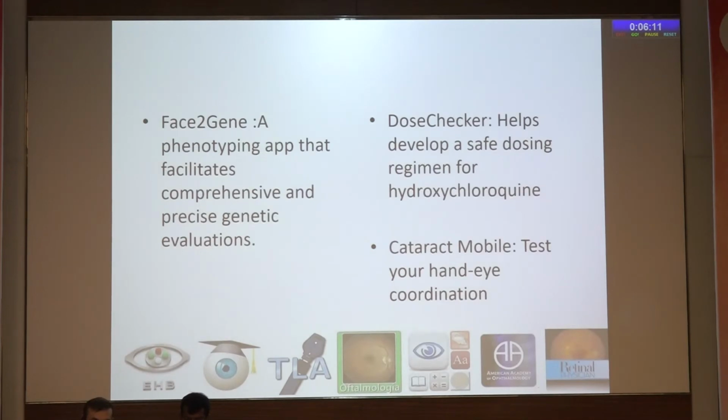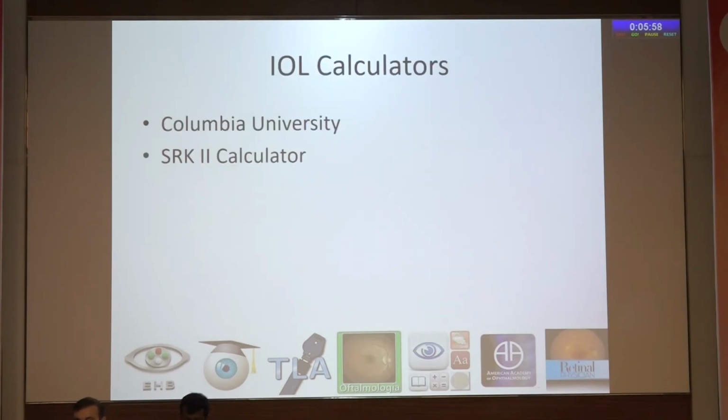Phase 2 gene, this has the Western data. I don't know how much we have for our setup. And a dose checker for hydroxychloroquine and Cataract Mobile. You can test your hand-eye coordination with this app.